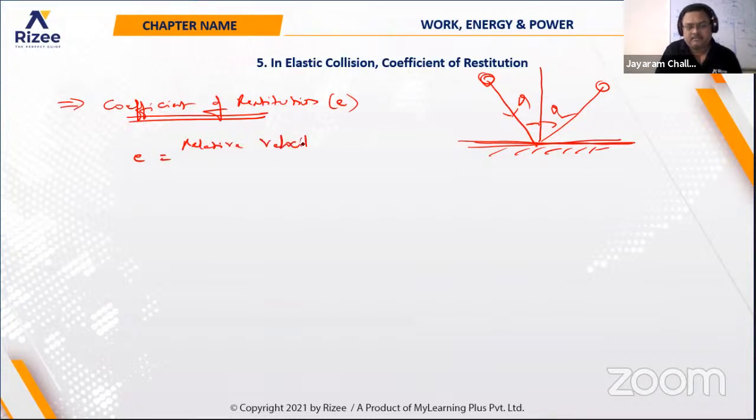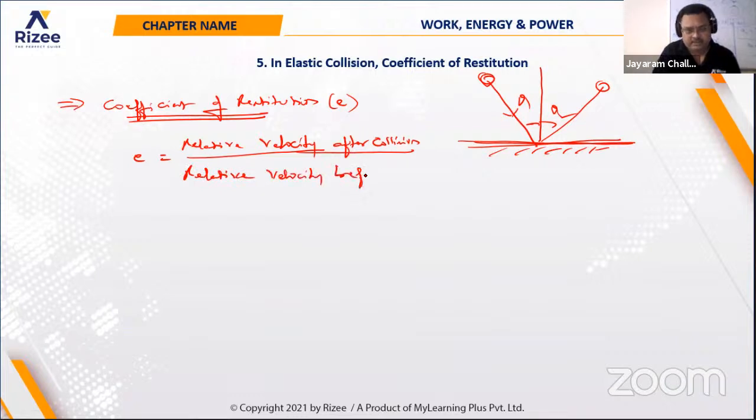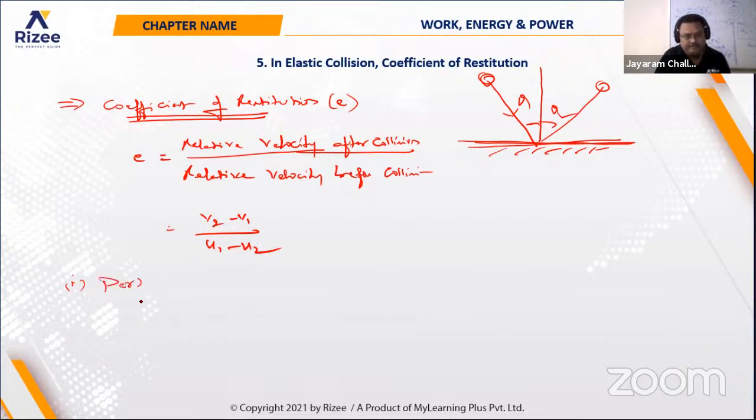relative velocity after collision by relative velocity before collision. So that means it can be written as V2 minus V1 by U1 minus U2. So the values of the coefficient of restitution: for a perfectly elastic collision, e is equal to 1.